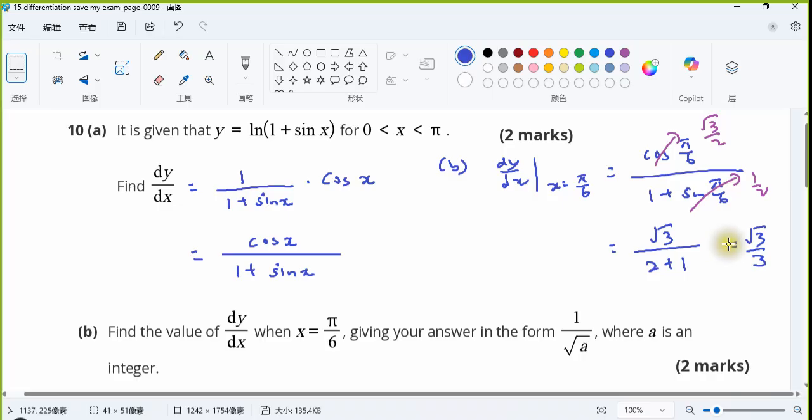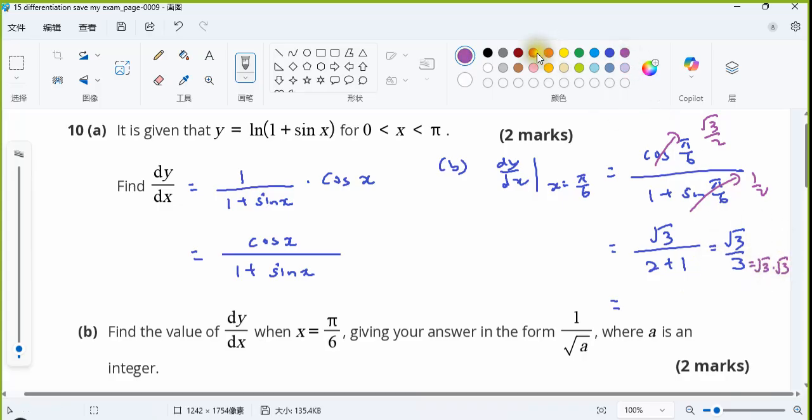It should be square root 3 over 3, but the question asks us to write in the form of 1 over square root a. Then the 3 is actually square root 3 times square root 3. So we can cancel here. So it will be 1 over square root 3. So the a is 3 here.